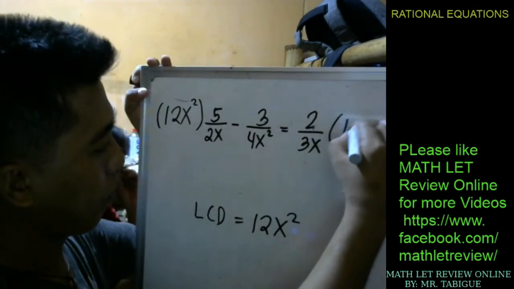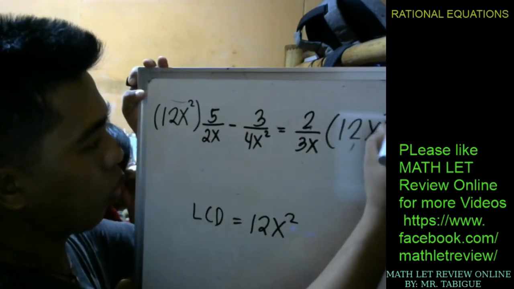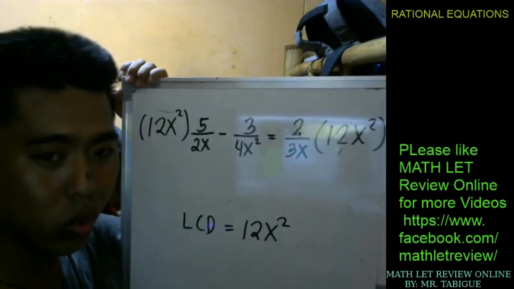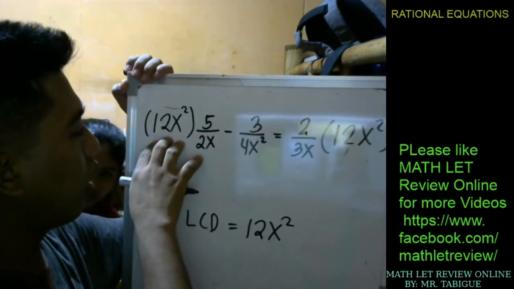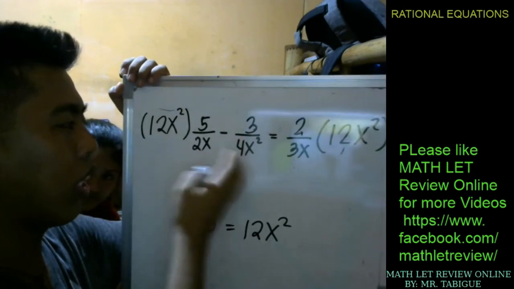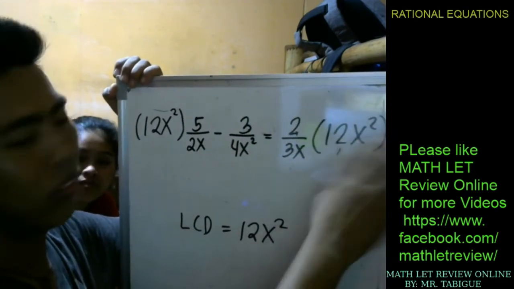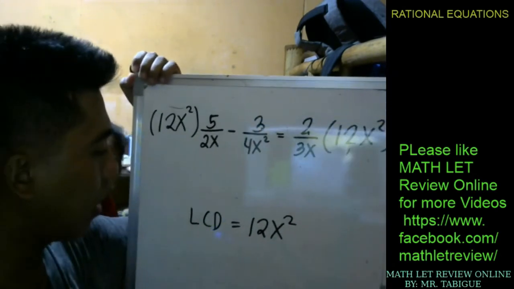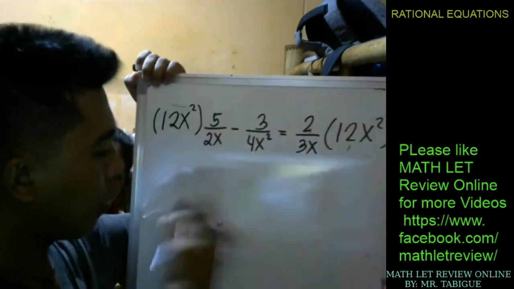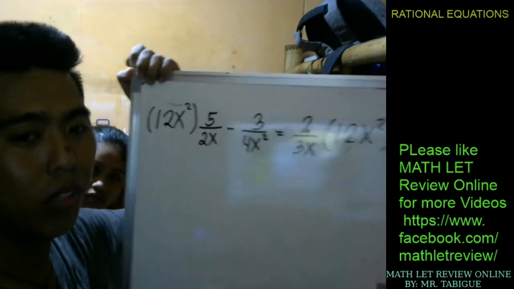So, I use the 12x squared as the multiplier to kining aside para ma-cancel out. Same po diha. So, ito talaga ma-cancel out. So, 12x squared is our LCD.